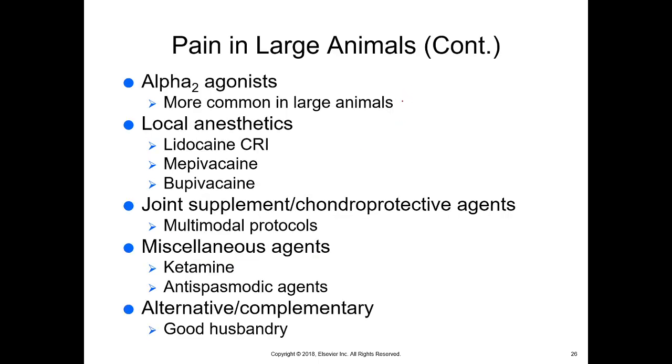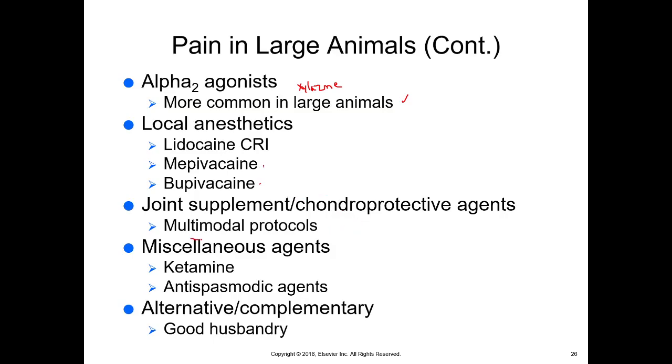Alpha-2 agonists are common in large animals, and so we use xylazine a lot, especially with horses. We have to use very low doses with cows, but xylazine in horses is pretty common. Local anesthetics, we can use lidocaine as a constant rate infusion. We can use mepivacaine or bupivacaine to put into the joints or to put into wounds or around wounds so that we can do whatever we need to clean and suture those wounds.